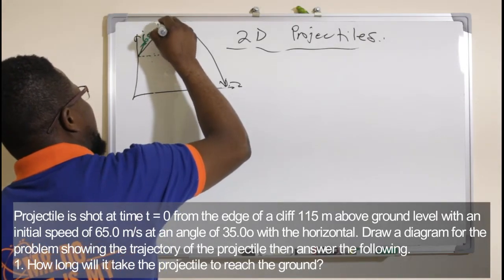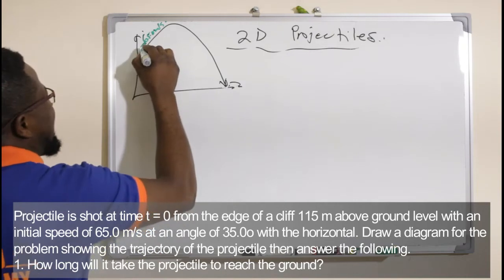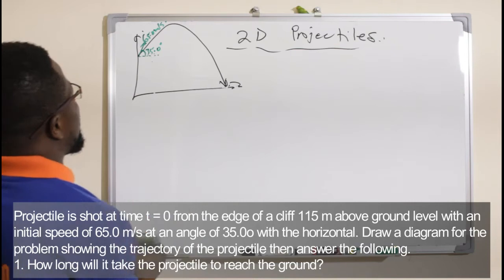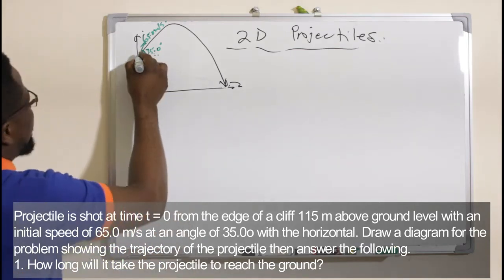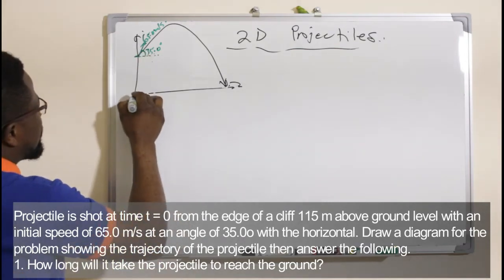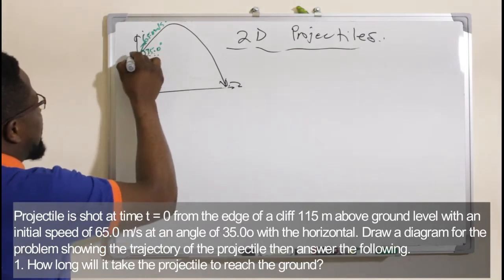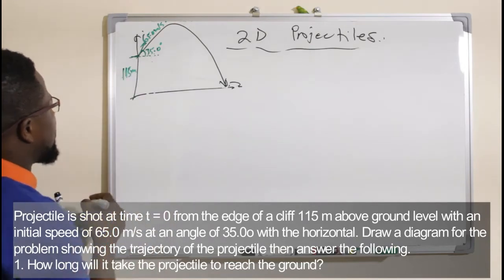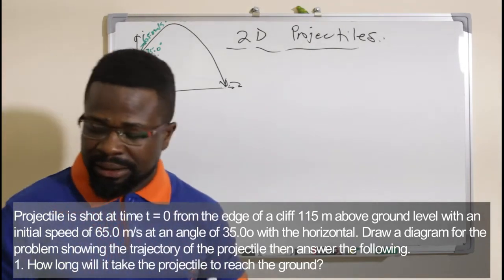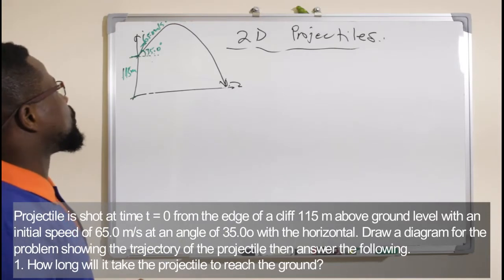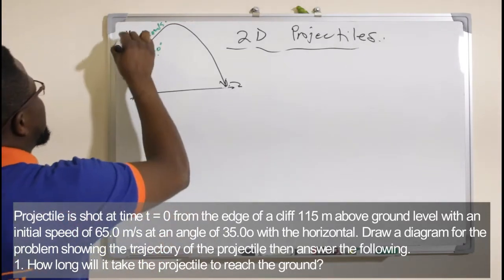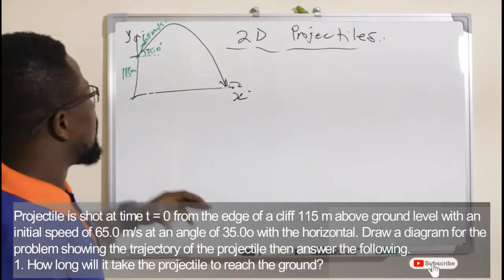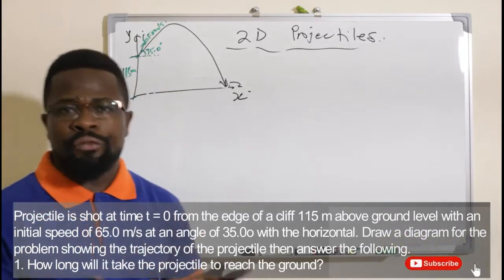65.0 meters per second. And the angle that it makes is 35.0 degrees. Right. And the height of the cliff, according to the question, is 115 meters. So we have these. This is the sketch that we should have. And remember, this is our y-axis and this is our x-axis. This is the picture of what we have.